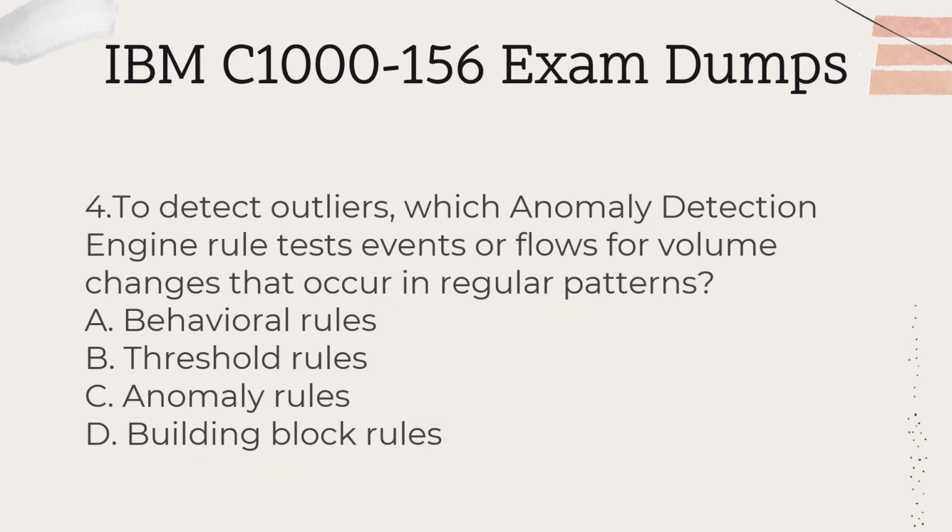4. To detect outliers, which Anomaly Detection Engine rule tests events or flows for volume changes that occur in regular patterns? A. Behavioral rules. B. Threshold rules. C. Anomaly rules. D. Building block rules.